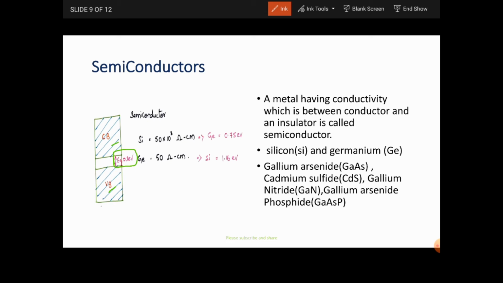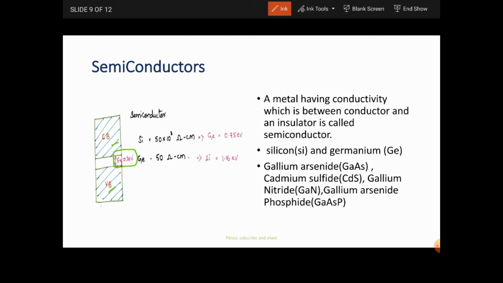And if we talk about the resistivity of the materials, for example silicon and germanium, the silicon is 50 into 10 power 3 ohm centimeter, and the energy gap is 0.75 eV. And coming to the germanium, it is 50 ohm centimeter and the energy gap is 1.16 eV. eV stands for electron volt.